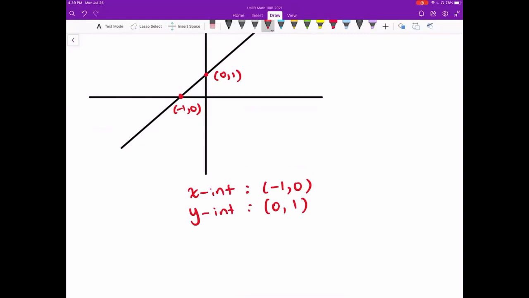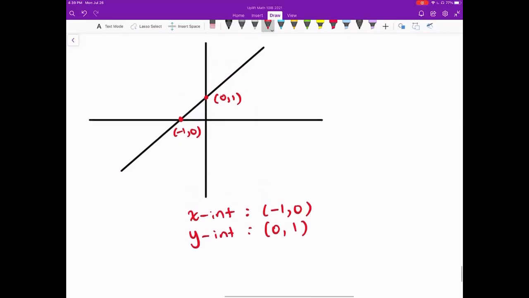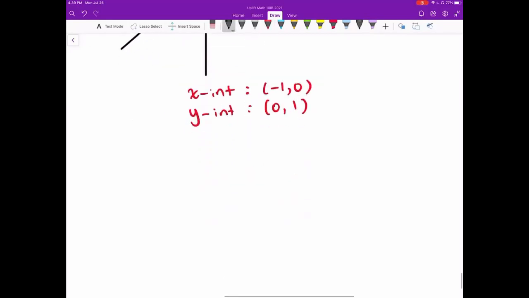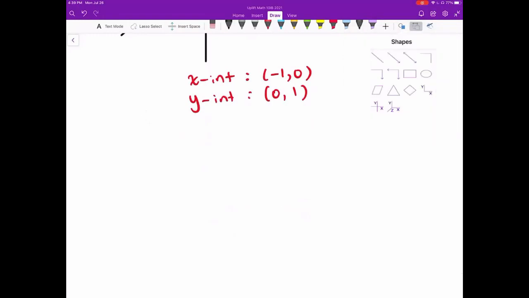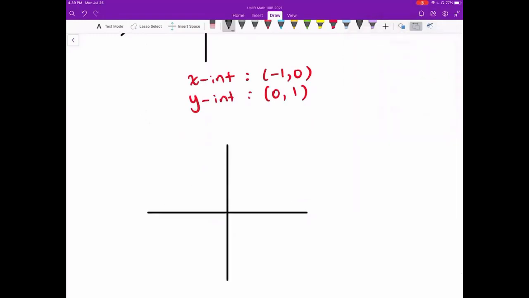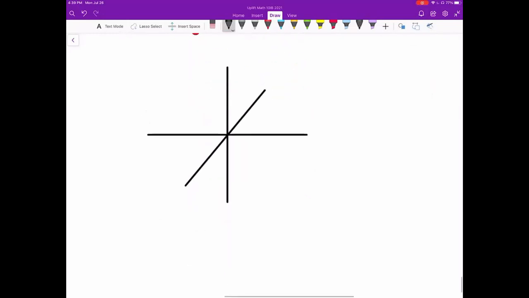Wait, so if the line intercepted the origin, then the x and y intercept would be at the same place, right? Yeah, both 0, 0. Pretty much any time it intersects the axis. That's a great question. So for example, when we have a line that goes like this, the x-intercept would be 0, 0, and the y-intercept would also be 0, 0.